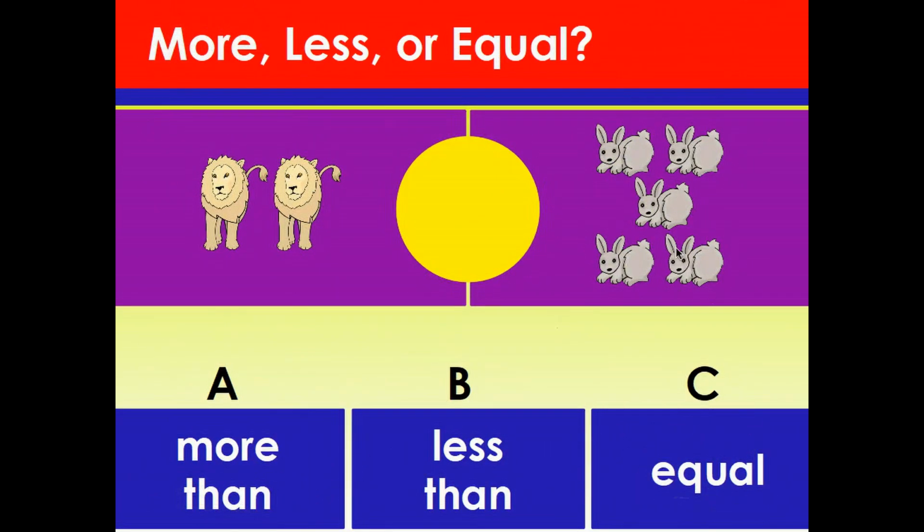The first one, here you have 2 lions and 5 rabbits here. So which one is less, which one is more? By using comparing sign, try to answer now for your parents. What is the answer for this one? Is it greater, less, or equal sign? Which one is it? Good. If you say less, that would be correct.